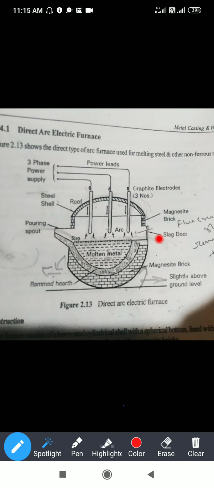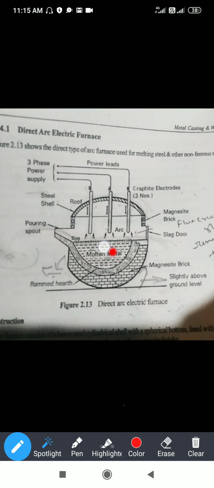Now let us see how the operation of these furnaces is carried out. First, the furnace has to be preheated. It is preheated by some other source, like a fire torch or fire flame introduced inside the furnace. Advanced heat is given to the furnace.